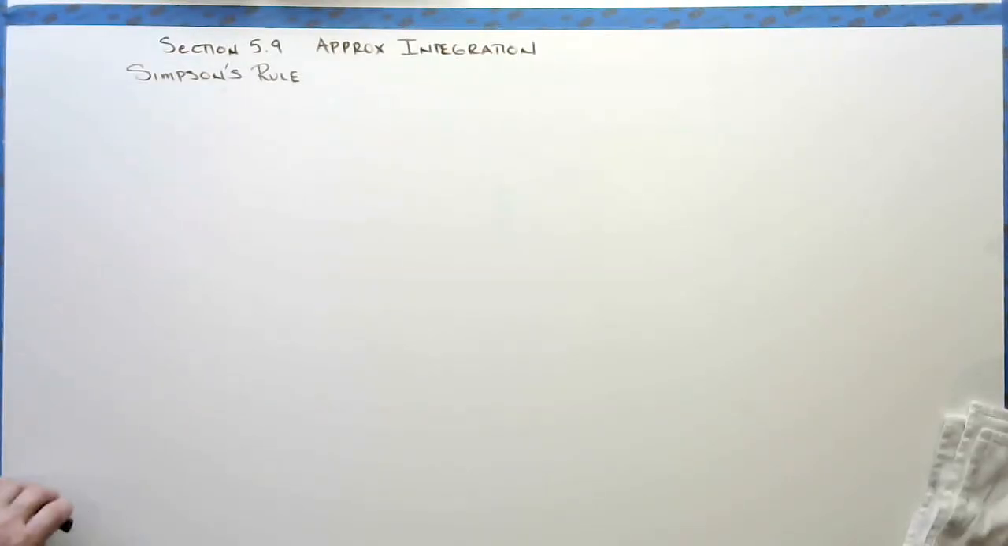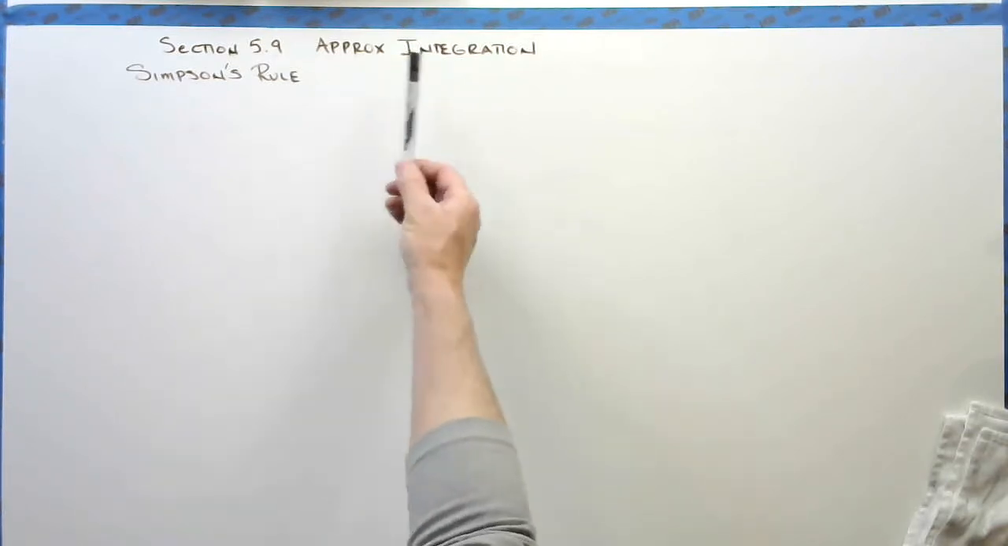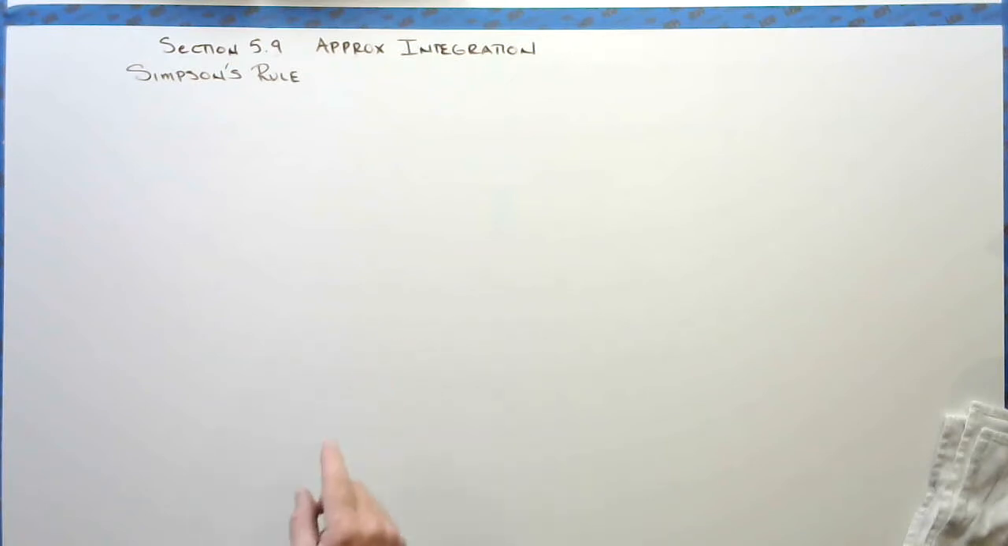This video is a continuation of our lesson on section 5.8. Sorry, 5.9. 5.9 was approximate integration. We've already covered the trapezoid rule, the midpoint rule, and the error bounds associated with each of those. In this video, I'm going to talk about Simpson's rule and cover that and its error bounds, and that will complete our lesson on section 5.9.